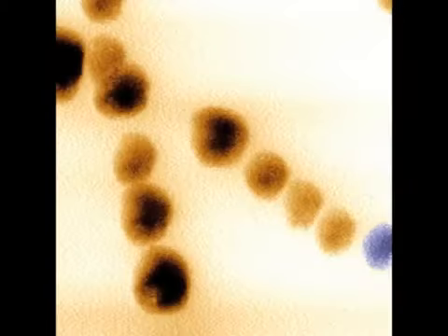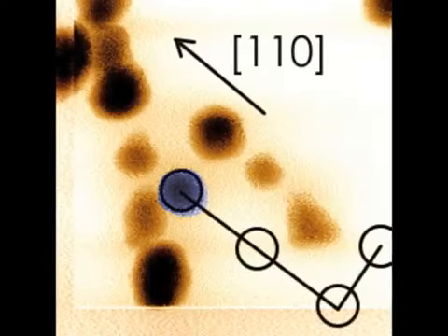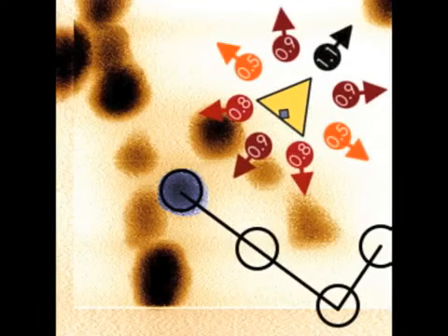When a cluster is picked from a step edge, the observed movement is very different. The cluster only moves in the 110 surface direction. This is in agreement with simulations of a gold cluster and a sodium vacancy.